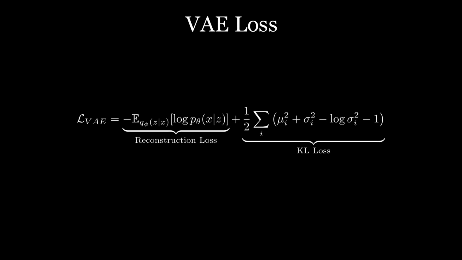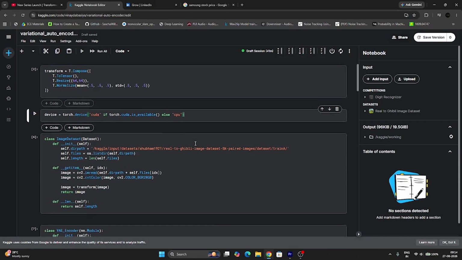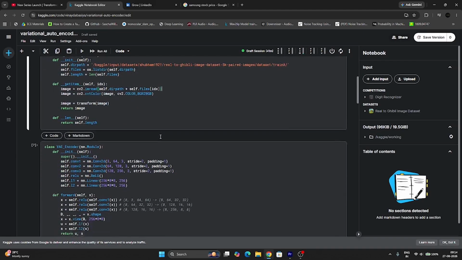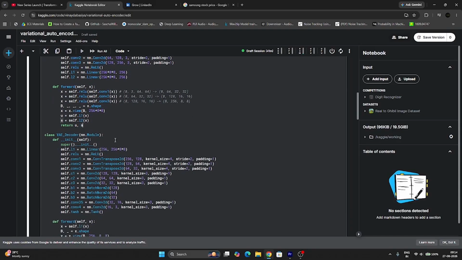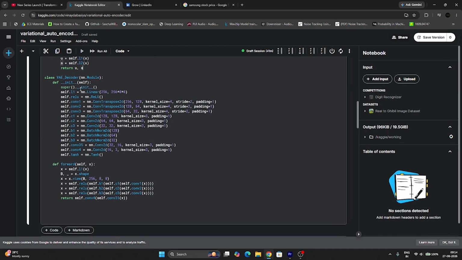So now we have derived the loss function for the variational autoencoder. Now we implement the VAE in code. We train this VAE with 64 by 64 pixel input and 64 by 64 pixel output, and the latent has 256 dimensions.